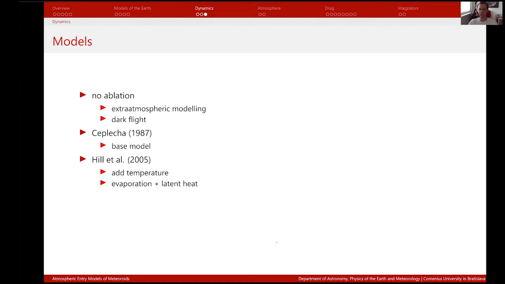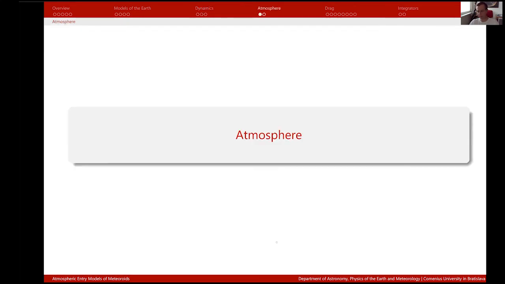And finally, what I'm considering to be the state-of-the-art model is by Hill and others in 2005, which has temperature and also accounts for evaporation and latent heat of meteoric material. However, this is still not enough. So currently I'm thinking about it, but I still haven't got to it, to model thermal transport within the body. But still, I shouldn't be going into a full CFD or something like that. So I'm only trying to experiment with linear or something very similar across the radius of the body. However, it starts to get really complicated.